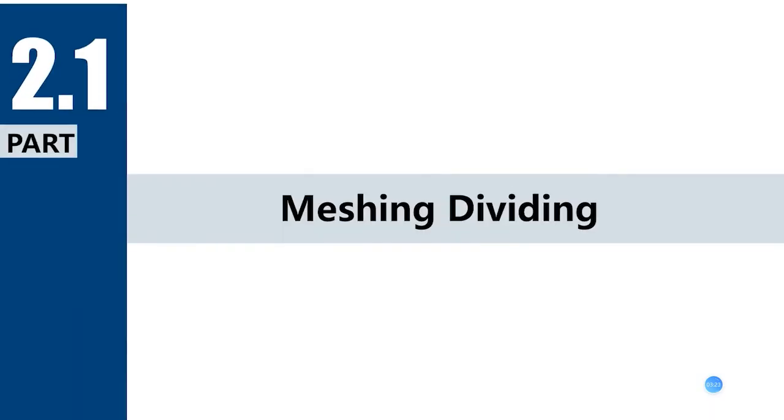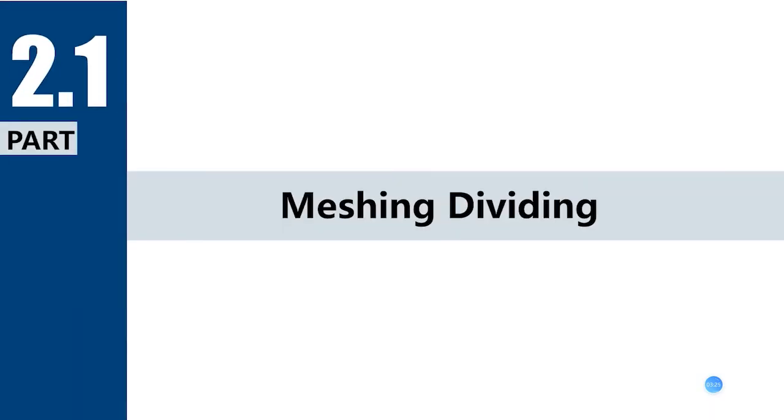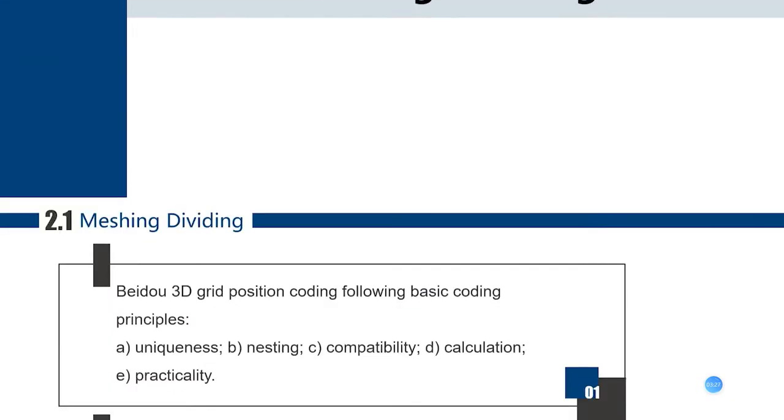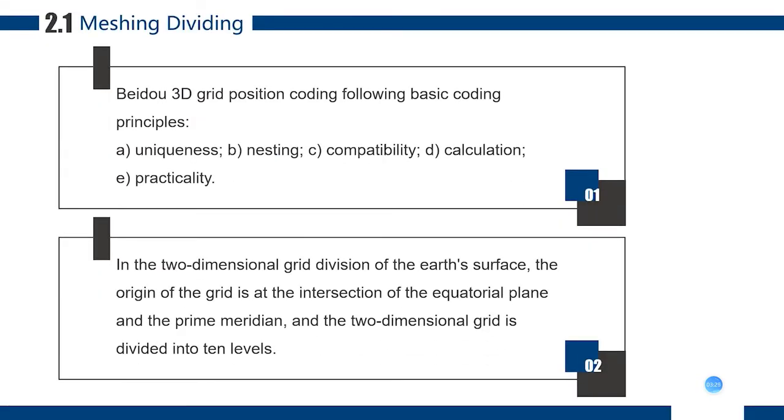The second part is the overview of Beidou's 3D grid position coding. First of all, let's take a look at the grid dividing. Beidou's 3D grid position coding follows basic coding principles: uniqueness, nesting, compatibility, calculation, and practicality.